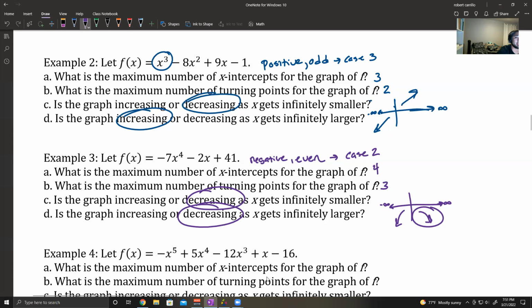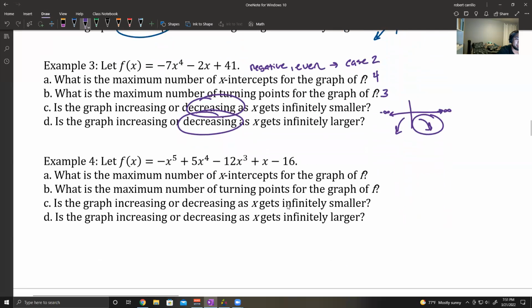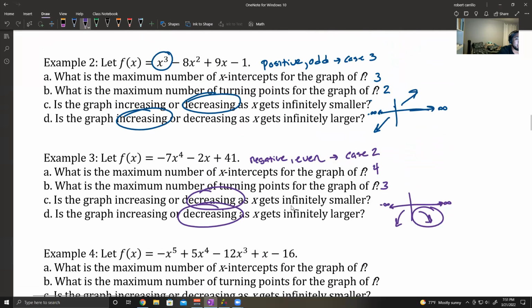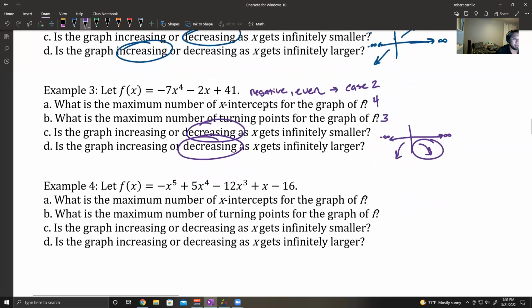All right. Let's try it one more time. What was the first one again? Case what? The top one? Example 2? Yes. That was case 3. Okay. So is case 3 the answer that it's looking for, or is that just what we're referencing? We're using that to help us, so we're referencing that to help us answer C and D. Got it. Okay. Cool.